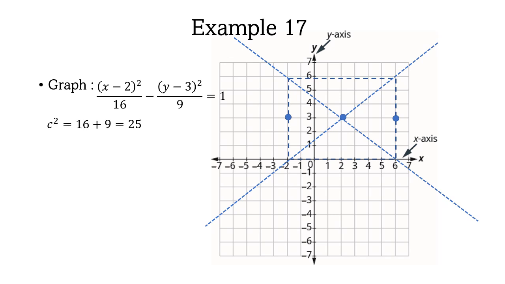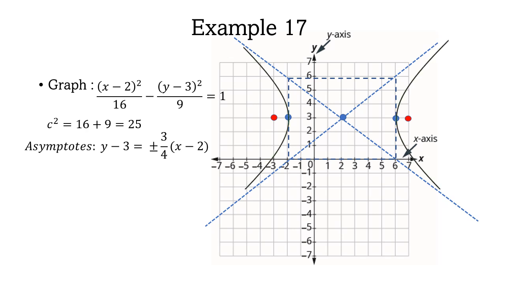For the foci, we're going to go 5 units from the center, left and right. And my asymptotes now, because the center got shifted, are going to be y minus 3 equals plus or minus b over a times x minus 2, because the center got shifted.